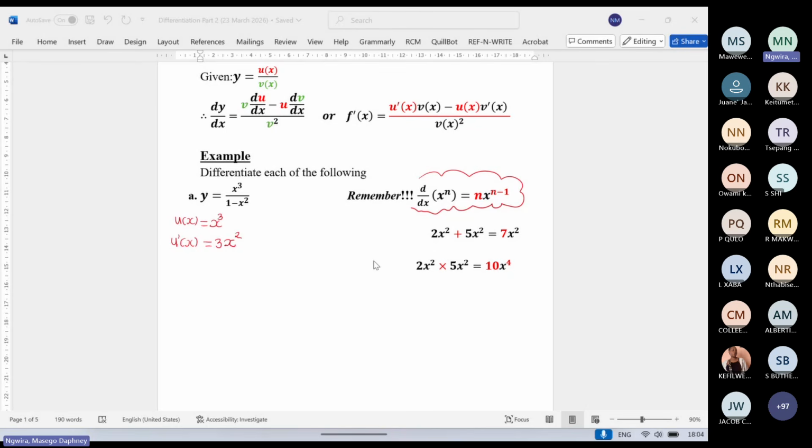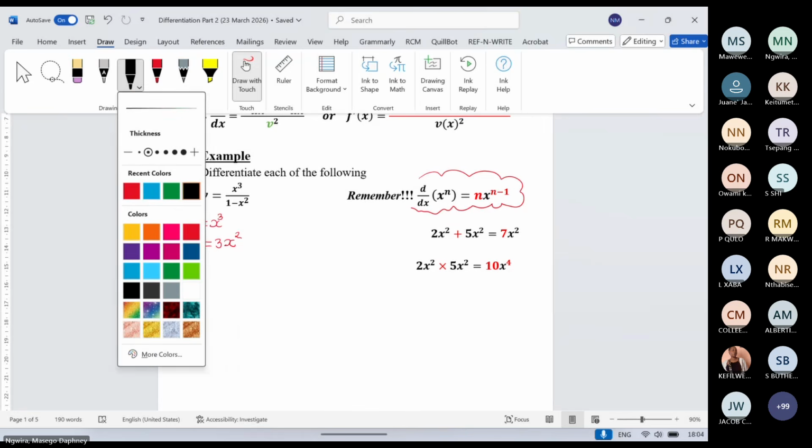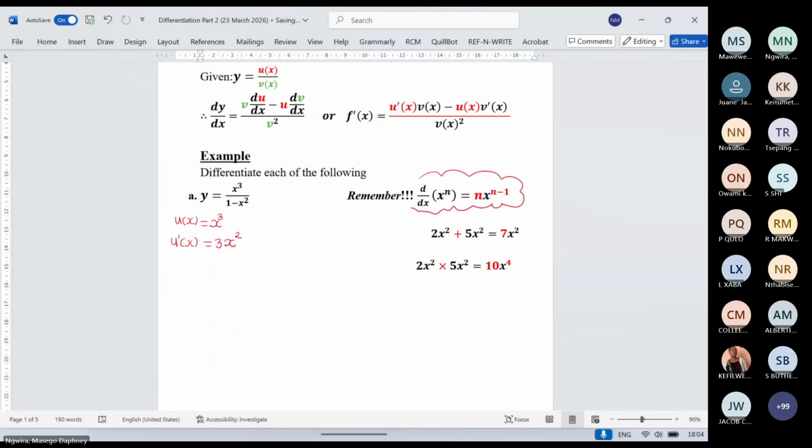So it's going to be 3x to the power of 2. And then now we say v(x). Whatever is at the bottom here is our v(x). So v(x) is 1 minus x squared.